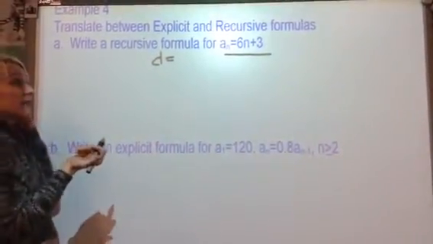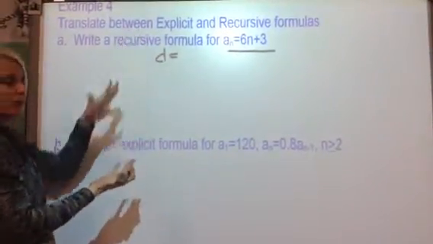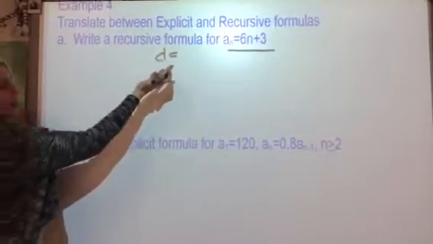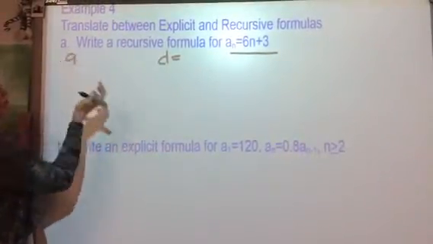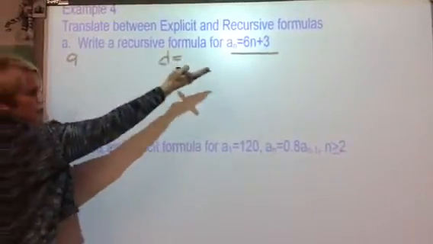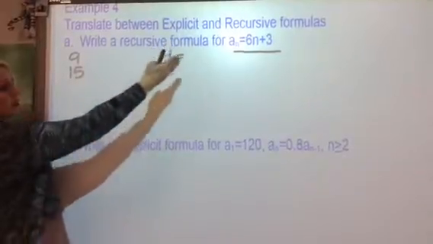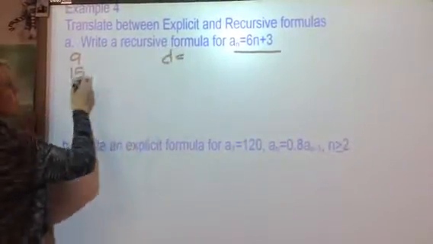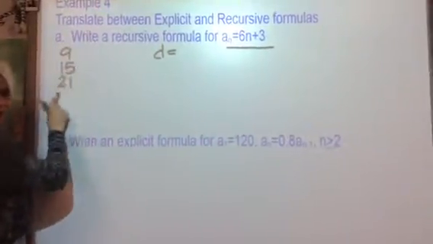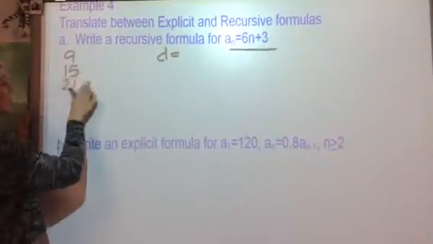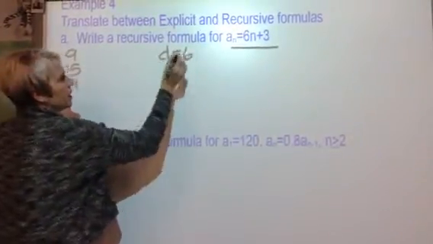One thing that I recommend you could do is, because it's an explicit formula, just plug in a 1, and that would be 6 times 1, which is 6, plus 3, so your first term is going to be 9. A 2 would be 6 times 2 is 12, plus 3, 15. 3, 18, plus 3, 21. And now I have enough to see what that common difference would be. If you look, your common difference here, you're adding 6 each time.